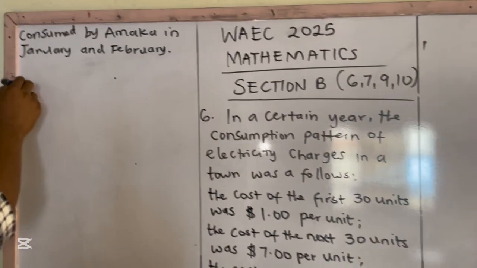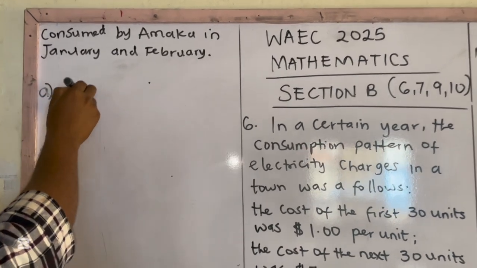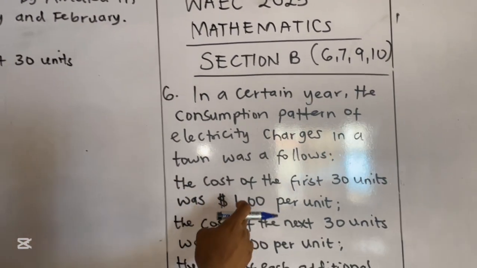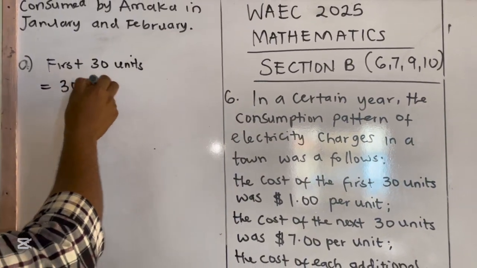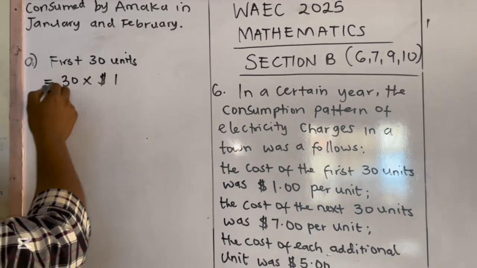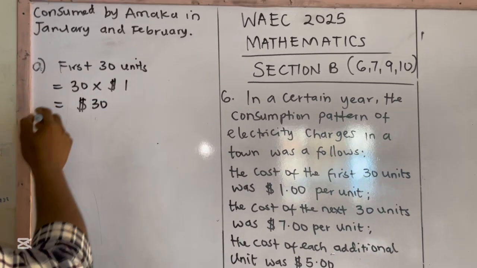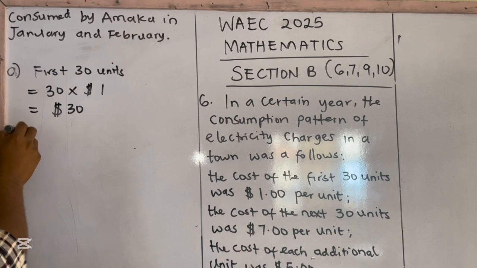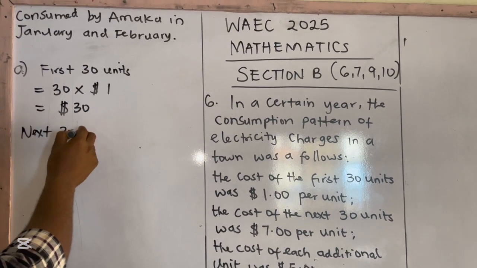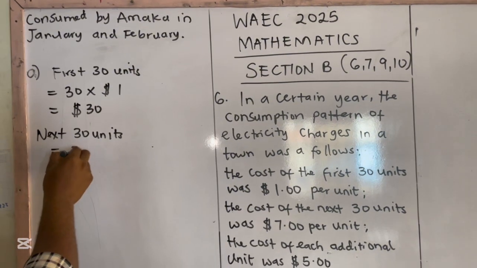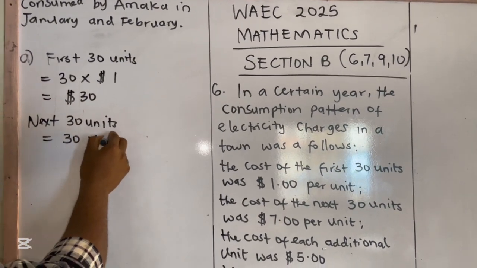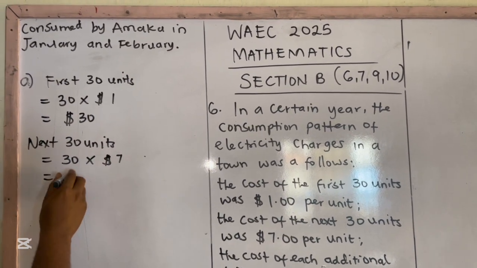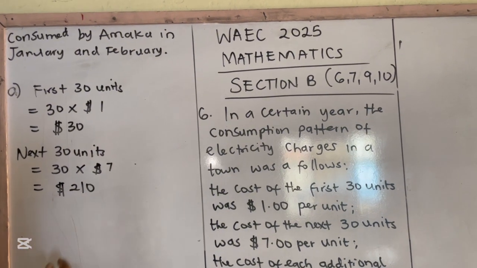So now for the first one, we have that the first 30 units, since the charges was $1, we have 30 times $1. That will give me $30. Then we also have that the next 30 units was $7. So the next 30 units is 30 times the $7. That will give me 30 times 7 will give me 210. So $210.